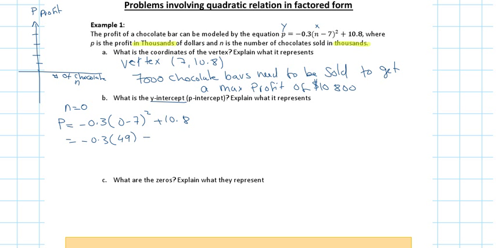Are you guys okay if I skip that step? I don't know why I wrote 10.9, not 10.8. So it should be negative 3.9, yeah?